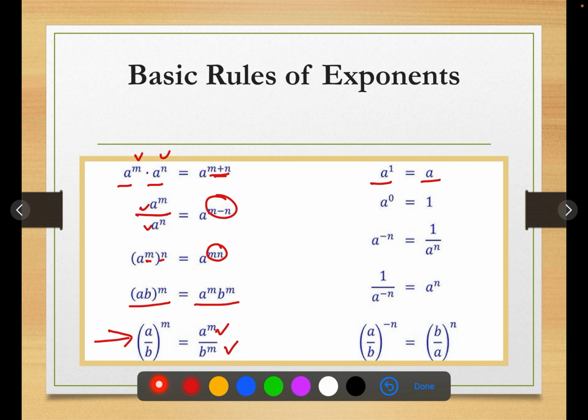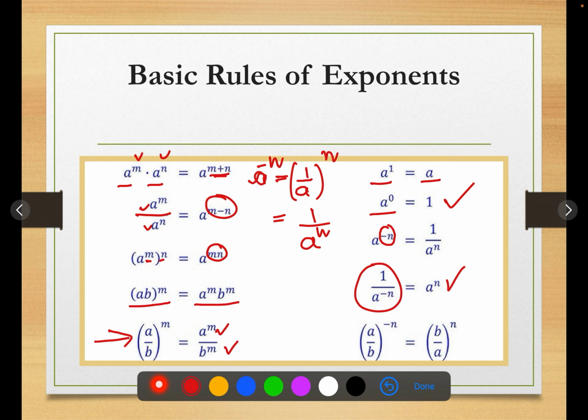Anything to the power 1 is not required to be written. Anything to the power 0 is always 1. Any base with a negative power can turn positive. a to the power minus n is basically the reciprocal of the base and the power turns positive, so I can write this as 1 upon a to the power n also. Here, I see the same: reciprocating the base, the power turns positive. a upon b to the negative power becomes b upon a to the positive power. So, I hope all the rules are reviewed now.